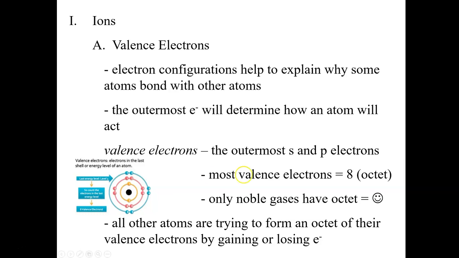That's why I put the little happy sign here. Noble gases are already happy. They already have their octet of valence electrons, but nothing else does.